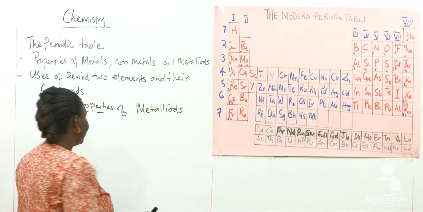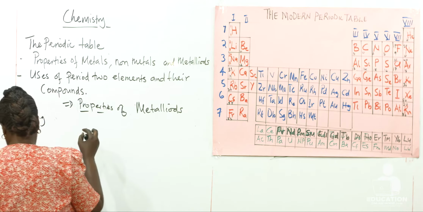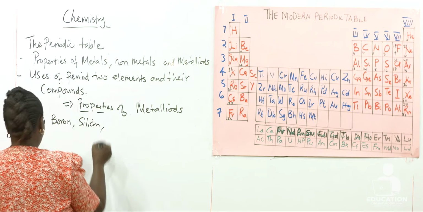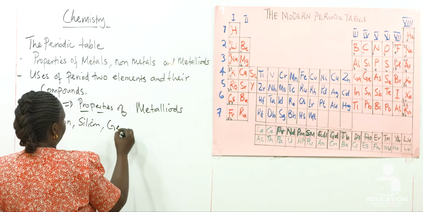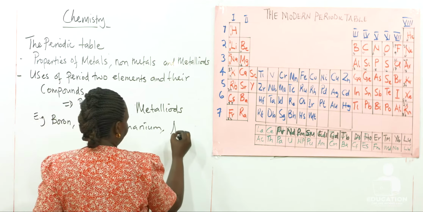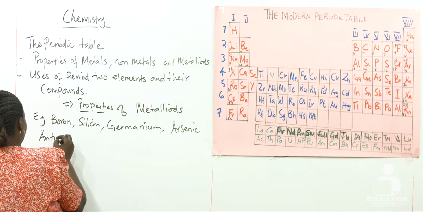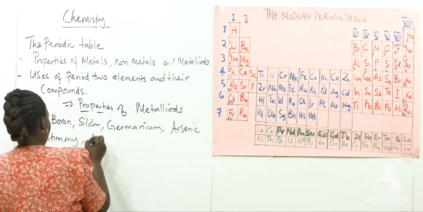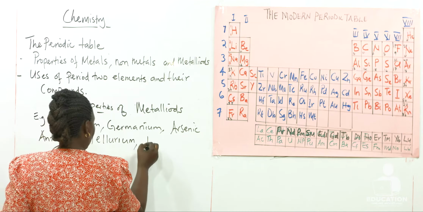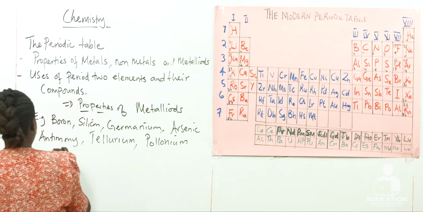So we have metalloids. Examples of metalloids are boron, silicon, germanium, arsenic, antimony, tellurium, polonium, and then astatine.